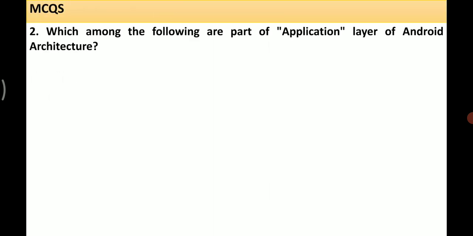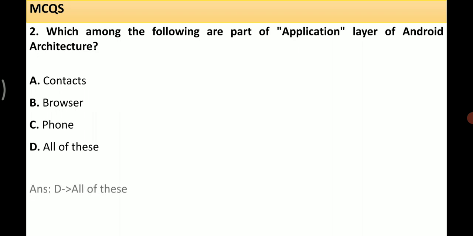The next question is: which among the following are part of the application layer of Android architecture? The options are contacts, browser, phone, all of these. The correct answer is all of these. All these are applications, and all the applications are present in the application layer of the Android architecture.